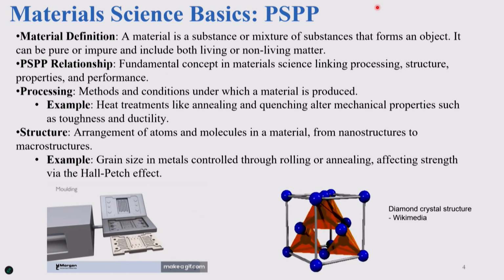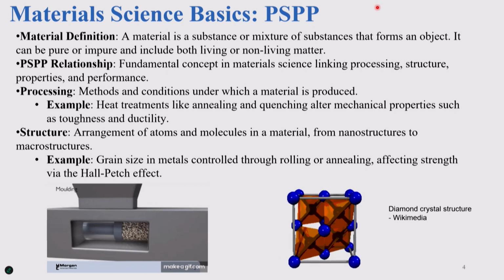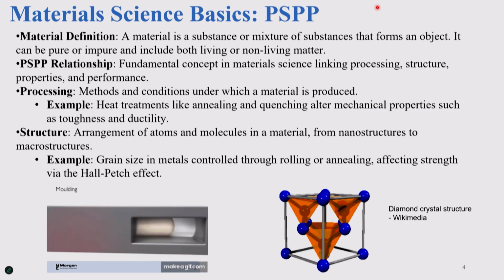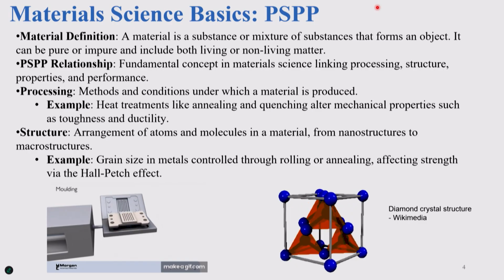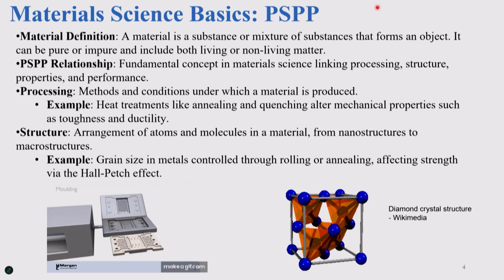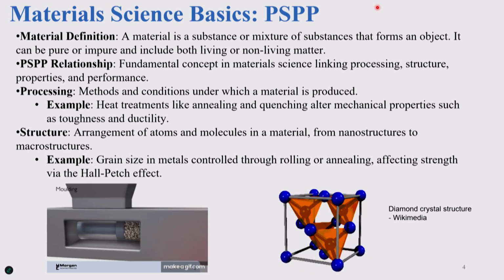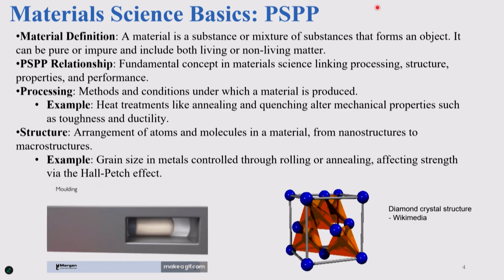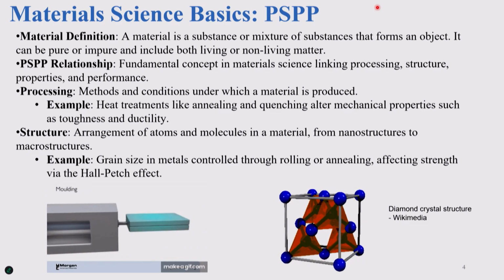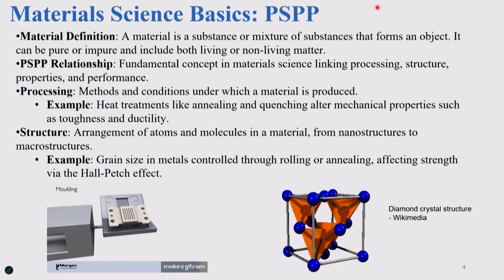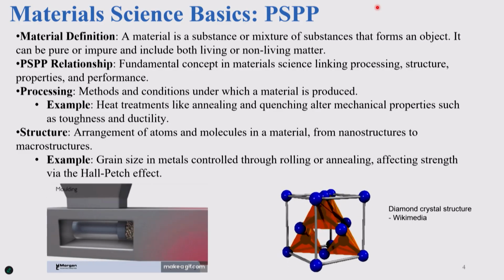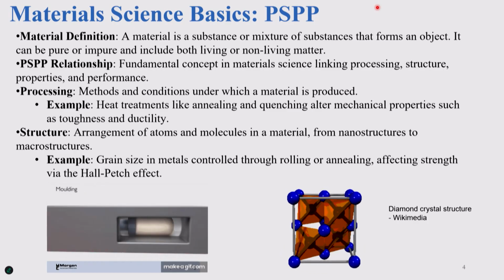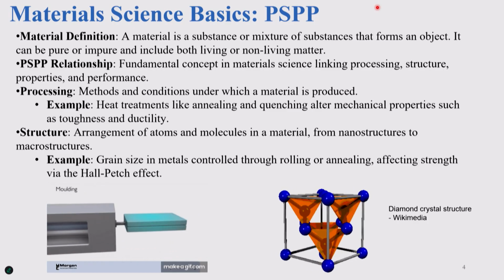Before we go there, let's talk about what a material is. A material is a substance, or mixture of substances, that forms an object. It can be pure, impure, living or non-living. So it really covers almost everything. What is PSPP per se? It links these four paradigms of material design. Processing, for example, means the methods and conditions under which the materials are produced.